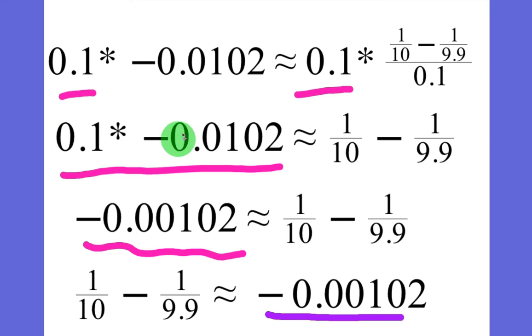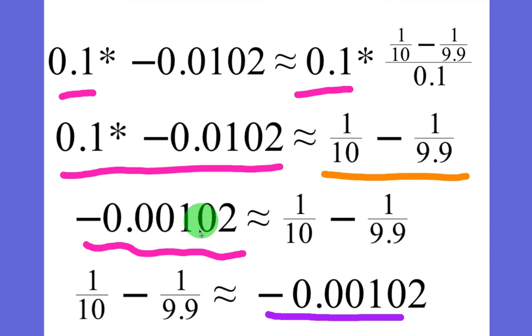So we get 0.1 times negative 0.0102 is approximately equal to what we're trying to approximate, which is namely 1/10 minus 1 over 9.9. And when we do this in our calculator, we get negative 0.00102. So this right here is going to give us a really close approximation to 1/10 minus 1 over 9.9 using the tangent line. So you might be saying, well, why did we do this?